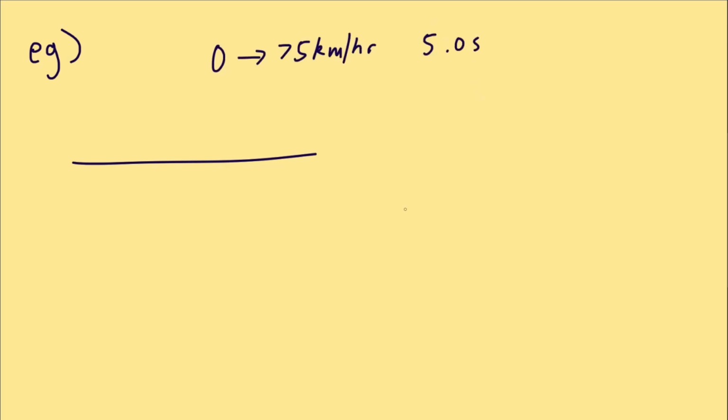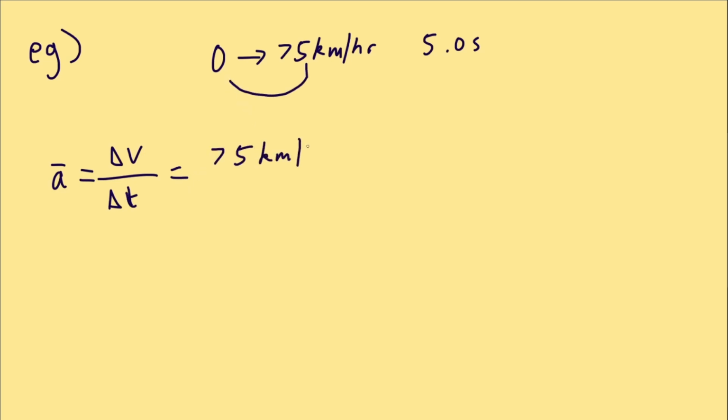You're driving your Lamborghini again, and it's down a straight road. You accelerate from 0 to 75 kilometers an hour in 5 seconds. What is the magnitude of the average acceleration? Let's use the formula. a equals change in velocity over change in time. The change in velocity is 75 minus 0. So 75 kilometers an hour divided by the change in time, which is simply 5 seconds.